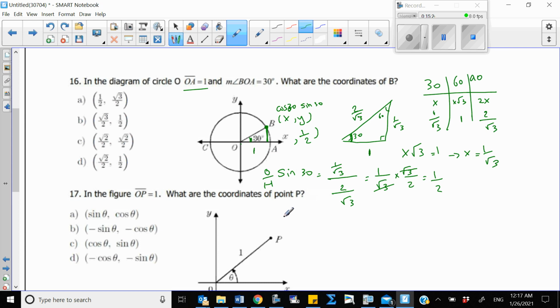Now, what is cosine? Cosine of this angle is adjacent over hypotenuse. Adjacent is 1, and hypotenuse is 2 over root 3. Again, keep the top and multiply that by the reciprocal of the bottom, radical 3 over 2. So the answer is radical 3 over 2. So the x value is radical 3 over 2. Which one is our answer? It's this one.